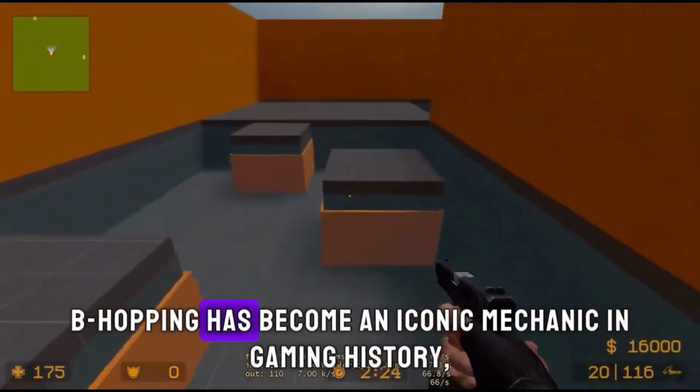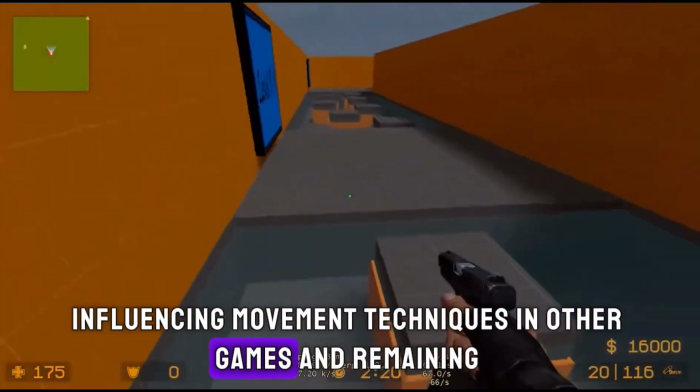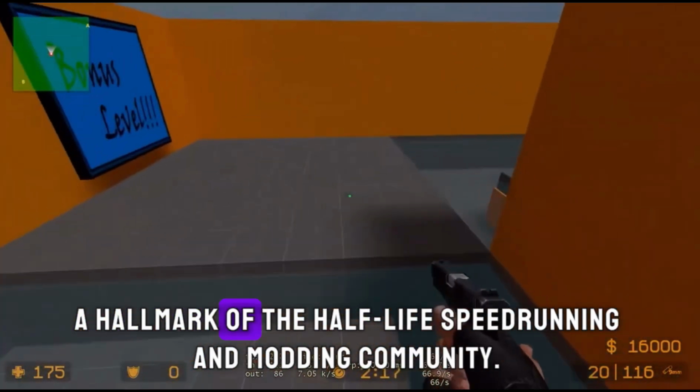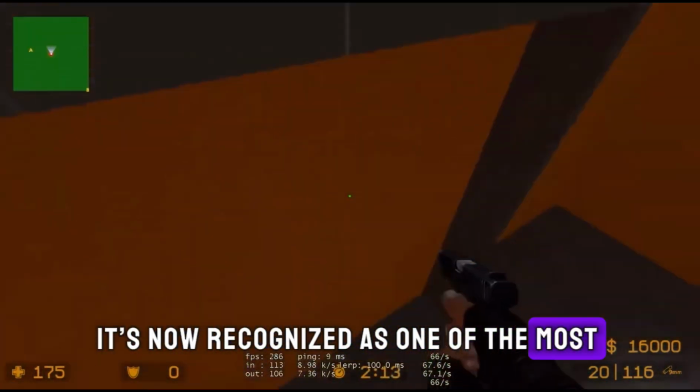Legacy. B-hopping has become an iconic mechanic in gaming history, influencing movement techniques in other games and remaining a hallmark of the Half-Life speedrunning and modding community. It's now recognized as one of the most skill-intensive movement techniques in early FPS games.